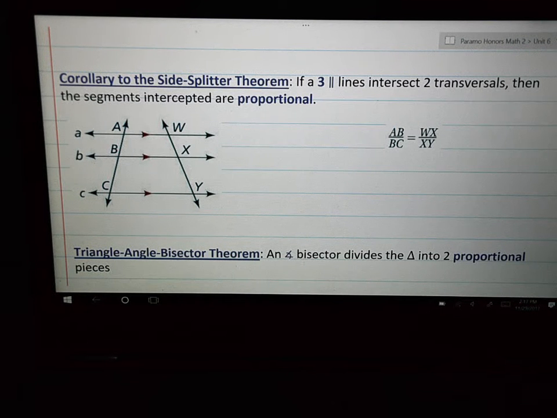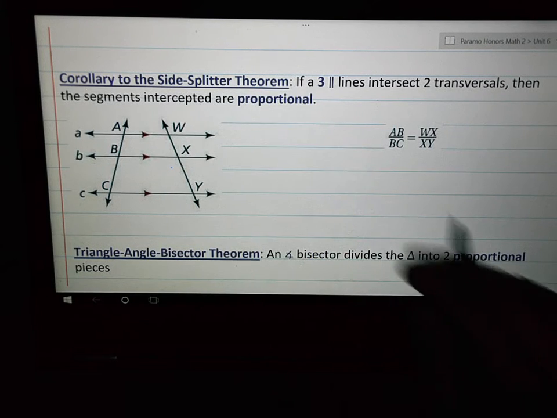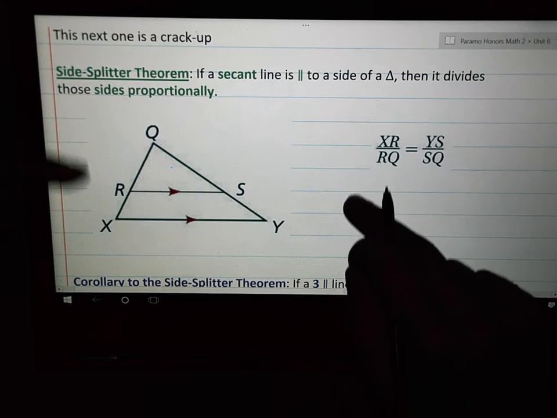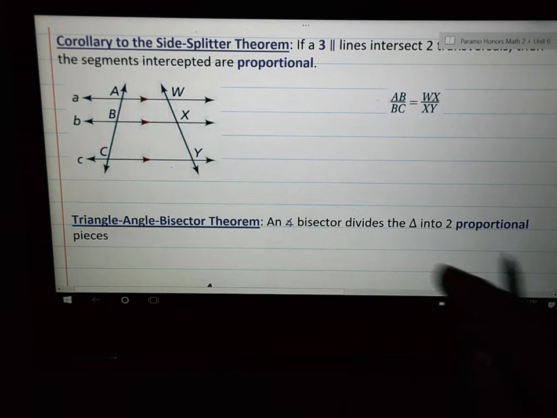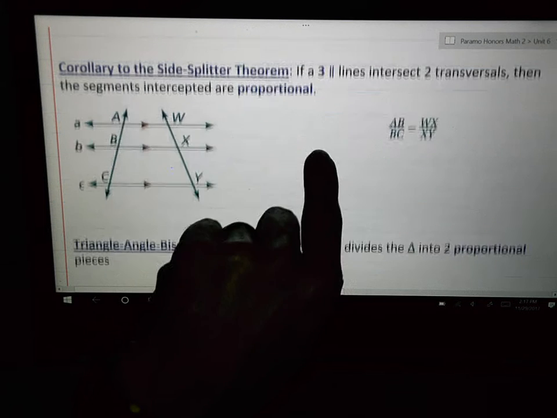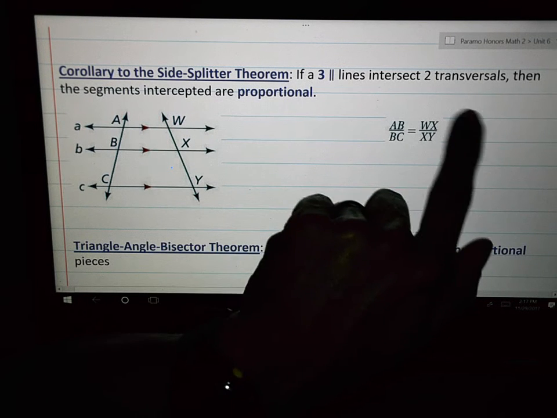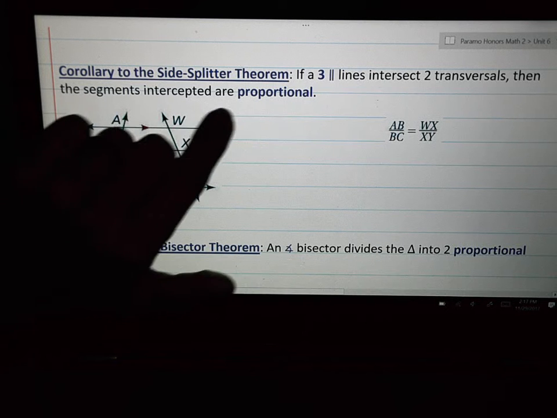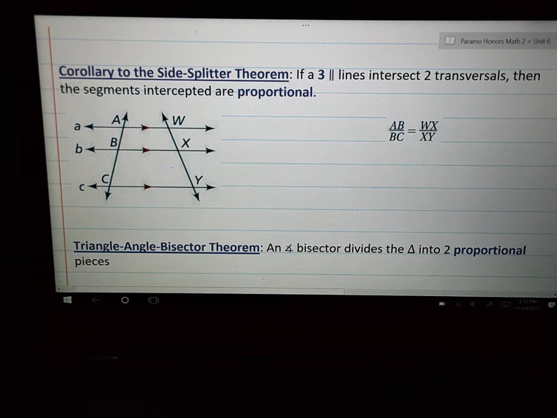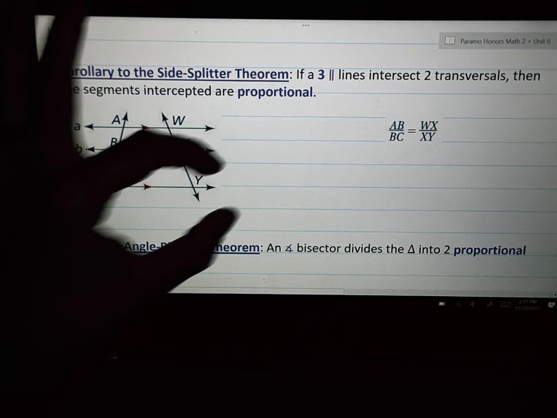Assuming you've all written this down, corollary to the side splitter theorem says it doesn't have to just be a triangle. The side splitter theorem is for a triangle. The corollary to the side splitter is that what happens if it's not a triangle? What happens if it's just 3 parallel lines? Well, guess what? If 3 parallel lines intersect 2 transversals, then the segments intercepted are proportional. This piece over this piece equals this piece over that piece. Or this piece over that piece equals this piece over that piece.